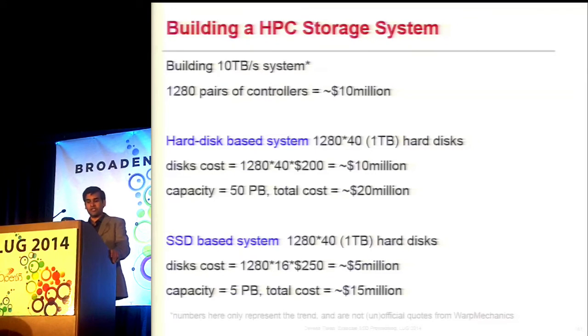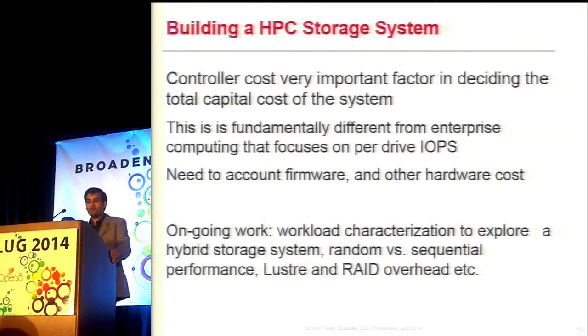If you do the same thing for SSD, there is a typo here. It should not be 40 in SSD. It should be 16. That's correct in the next line. So if you just do 16 and $250, you will actually get just 5 million. Of course, the bad news is your capacity is only 5 petabytes, and the cost is 15 million. But the majority of the cost is also coming from I/O controllers, which people used to ignore. Of course, it's not a big deal for the enterprise community, where they have local disks. But I think we need to think about how fast these SSDs will saturate controllers.